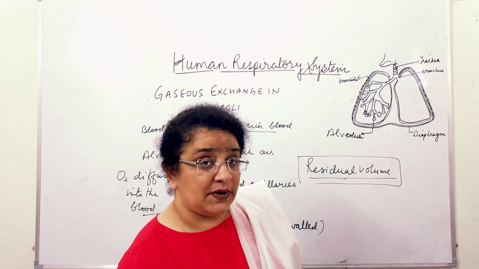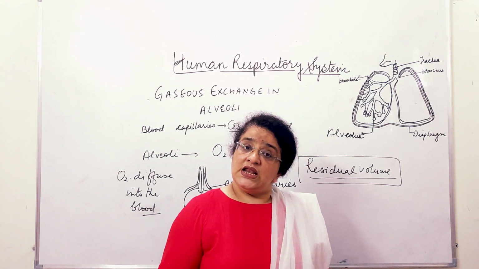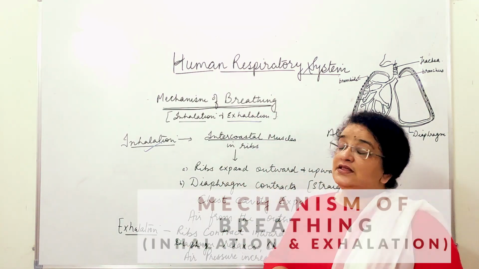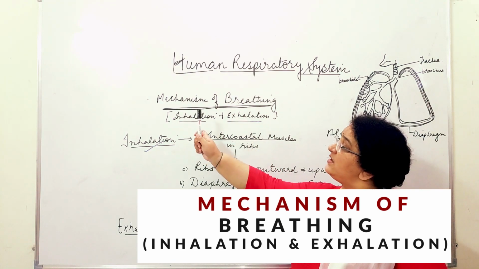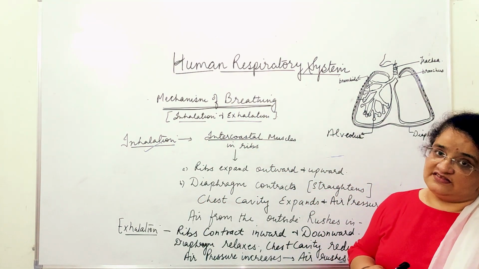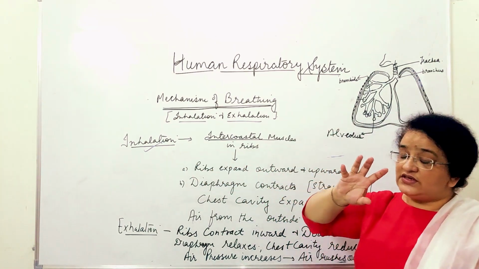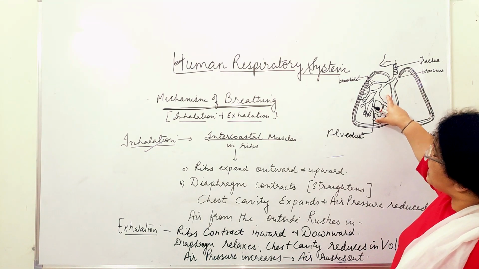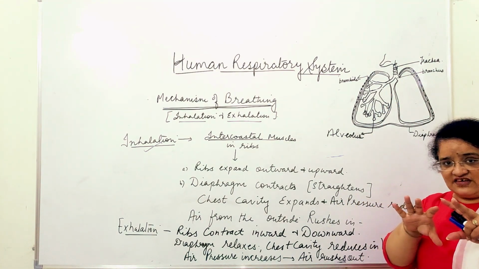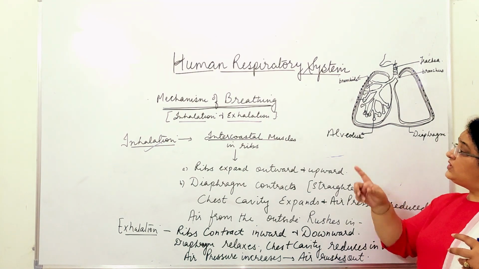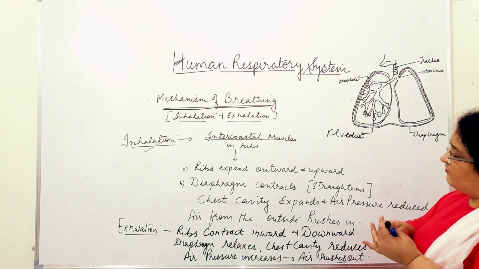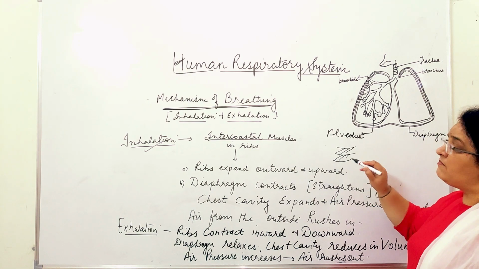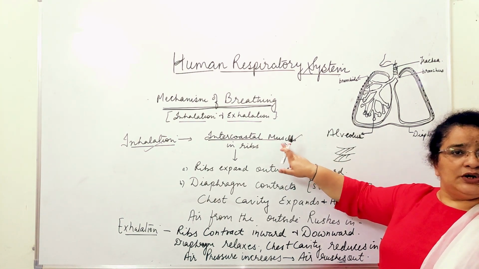Now we are going to explain the mechanism of inhalation and exhalation using the muscles of the ribs. Now let us discuss the mechanism of breathing, that is, how inhalation and exhalation take place. What is involved in the mechanism of inhalation? As I told you earlier, the lungs are enclosed inside the chest cavity, that is the ribs. These are the ribs, and they have some muscles, and these muscles are known as intercostal muscles.